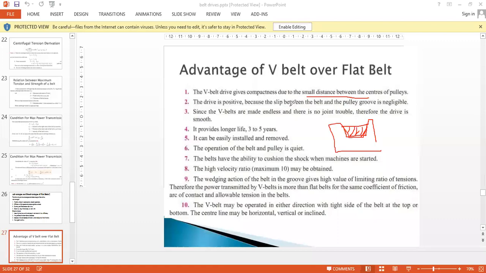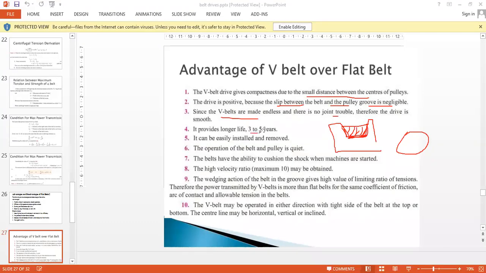This is a positive drive, that is, the slip between the belt and the pulley is negligible because there is more surface contact on all three sides of the belt. But that is not the case in the open belt drive. It has belt contact between the belt and the pulley surface only on one side. V belts will not have any joints, so it will be one continuous endless belt. Thereby the power transmission is smooth and efficiency is also high.